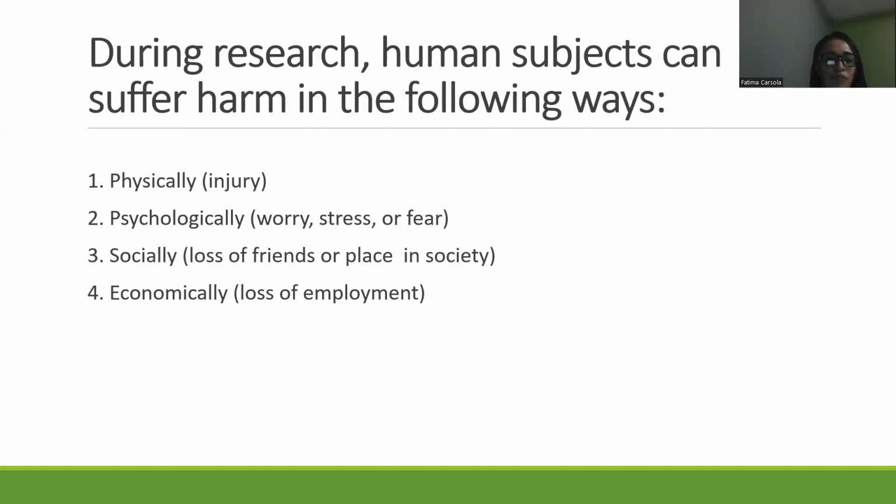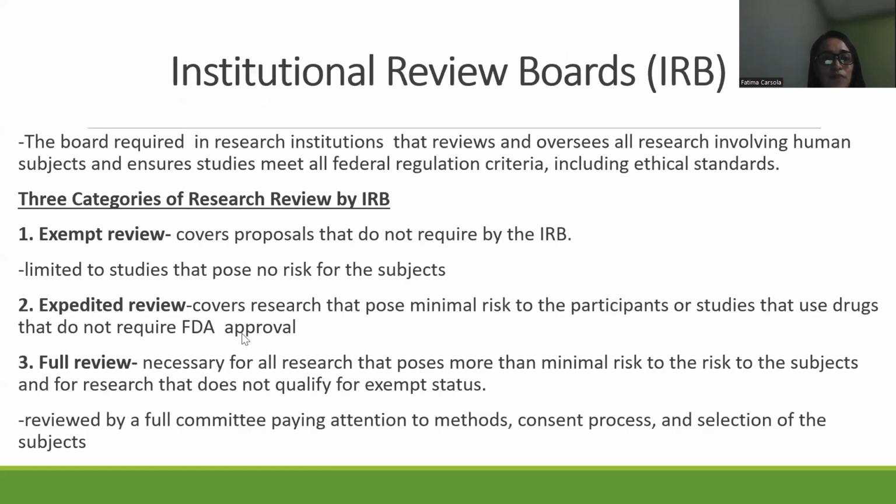During the research, human subjects can suffer harm in the following ways. They could have physical injury, psychological injury, such as worry, stress, or fear, as I mentioned a while ago, social loss, loss of friends or place in society, and economic loss, loss of employment. So you should be ready, or your data gathering procedure should contain the efforts of the researcher to find a psychologist or a psychiatrist, should there be PTSD from the participants during the research.